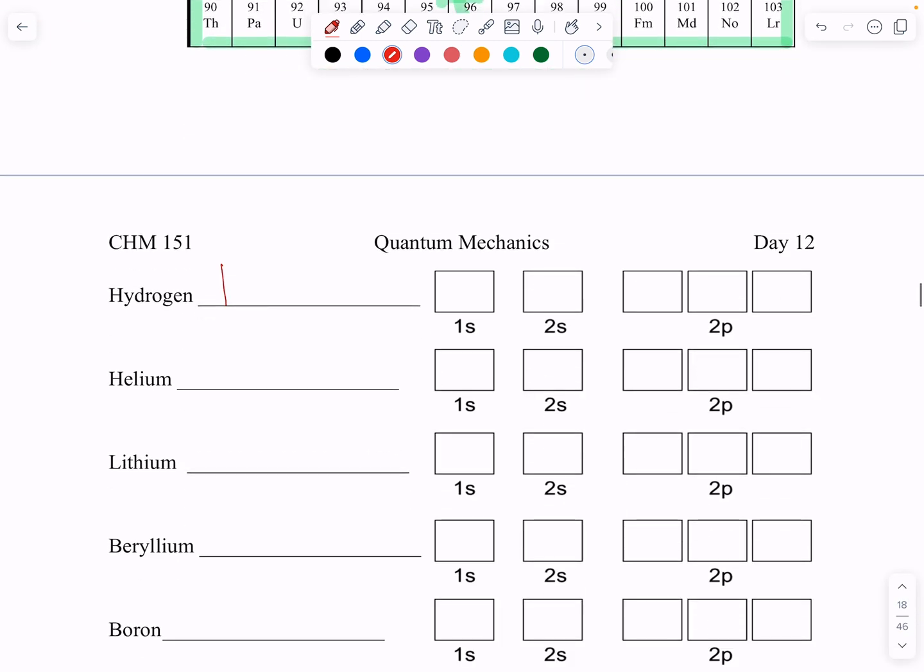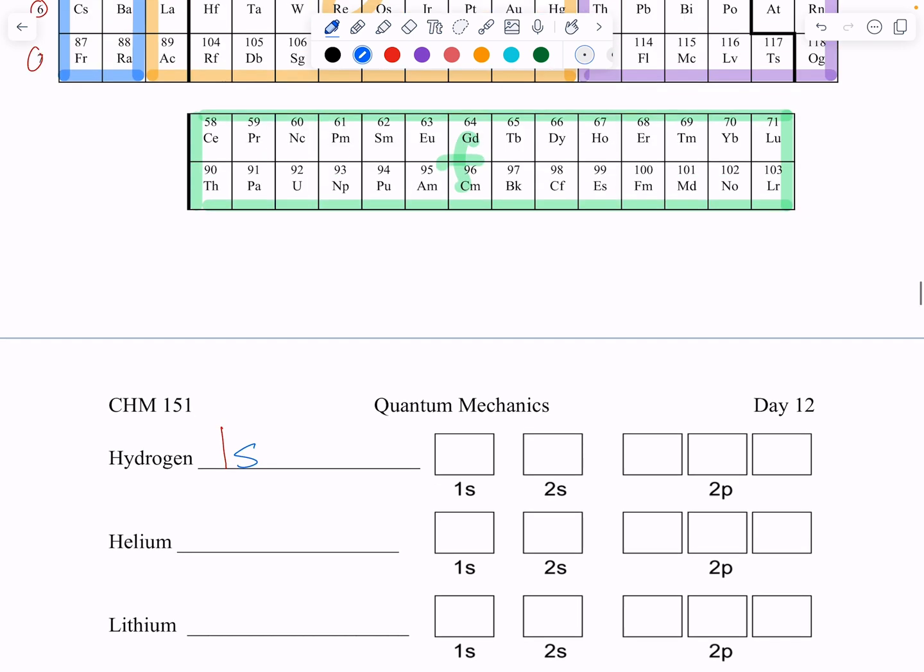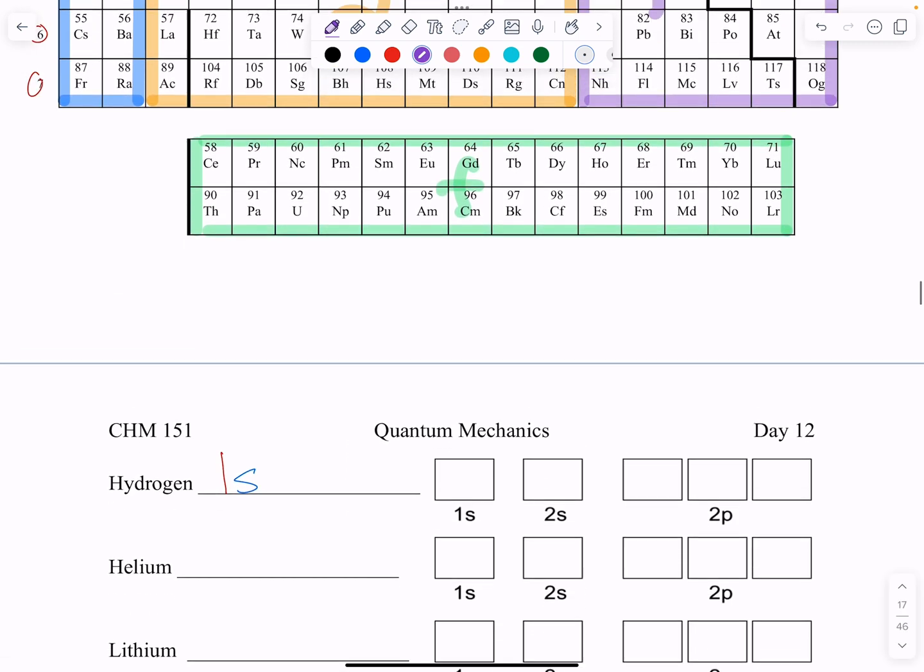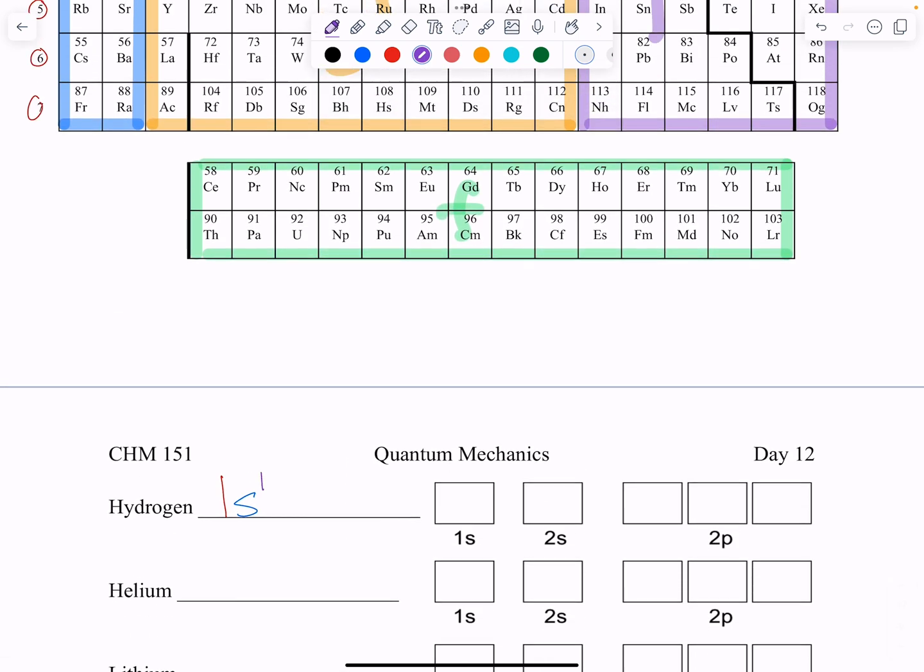Hydrogen is N equals 1. L, it's an S orbital, right? Because we're 1S. So we're N equals 1, S block, 1 electron. So there's 1 electron in the 1s. So that means in the first orbital, we just have the arrow there. Boom. And that is hydrogen's electron configuration and orbital notation. It's that simple. All right.